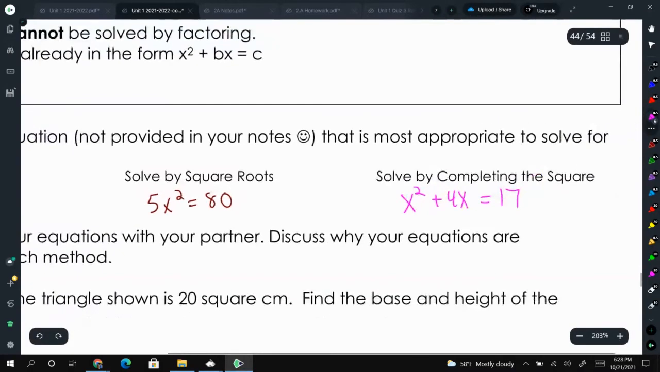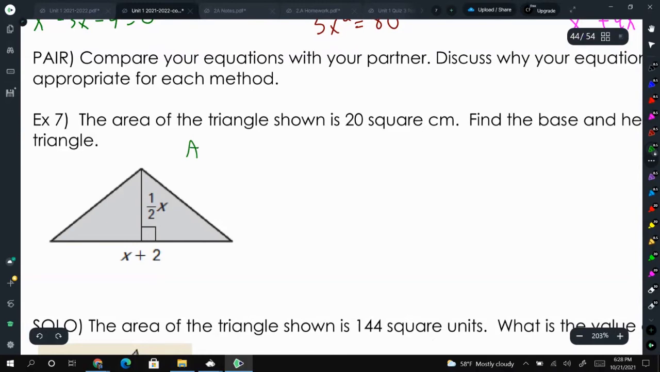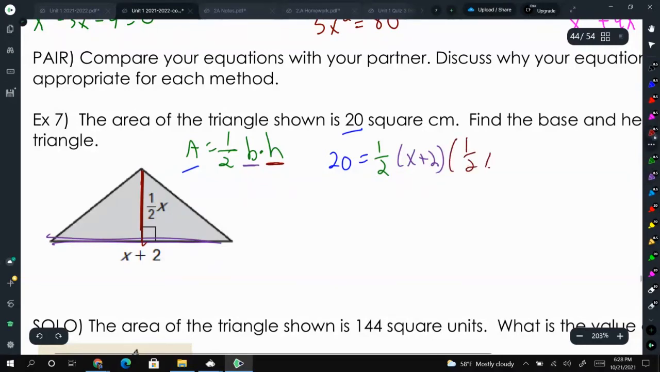And finally, we're going to use this to calculate the dimensions of a triangle, with the area being 20 square centimeters. The area of a triangle is 1/2 base times height. Well, our base here is x plus 2. Our height is 1/2 x, and our area is 20. So we're going to have 20 equals 1/2. Our base is x plus 2. Our height is 1/2 x.